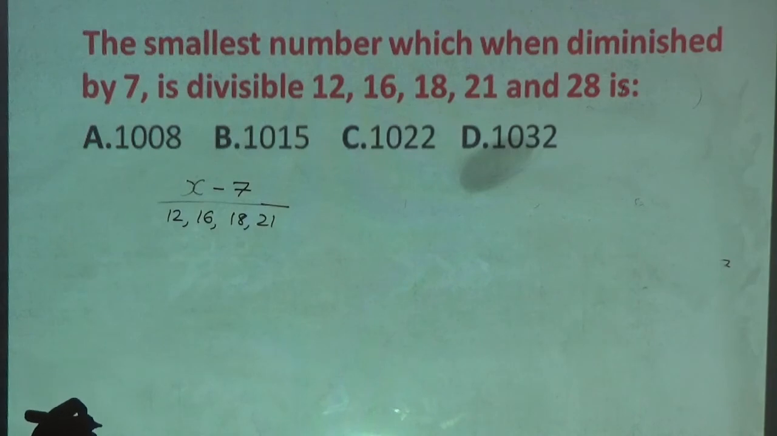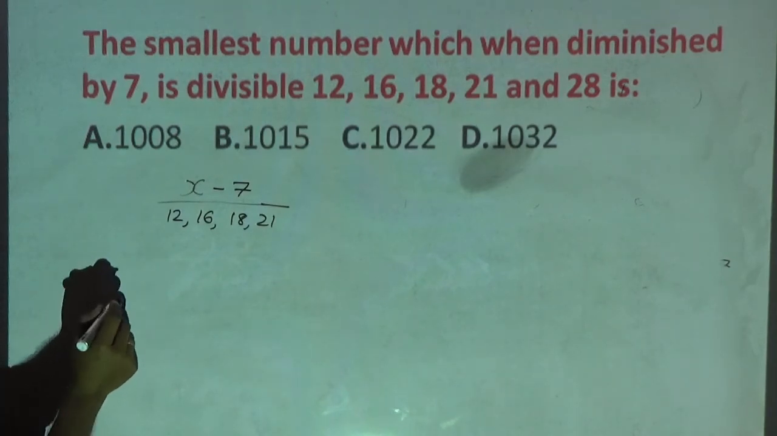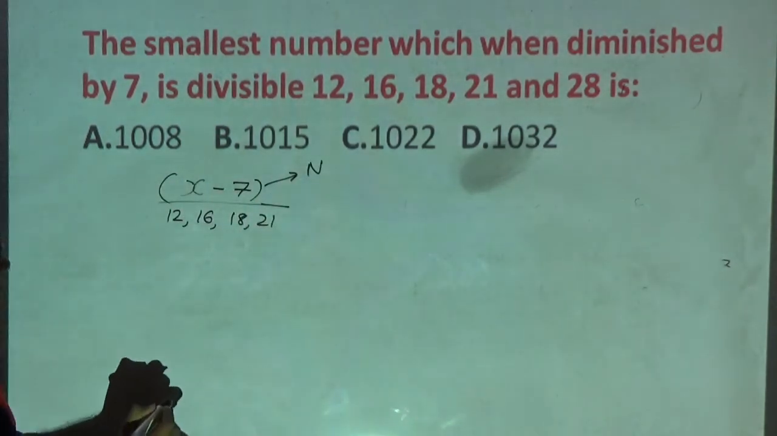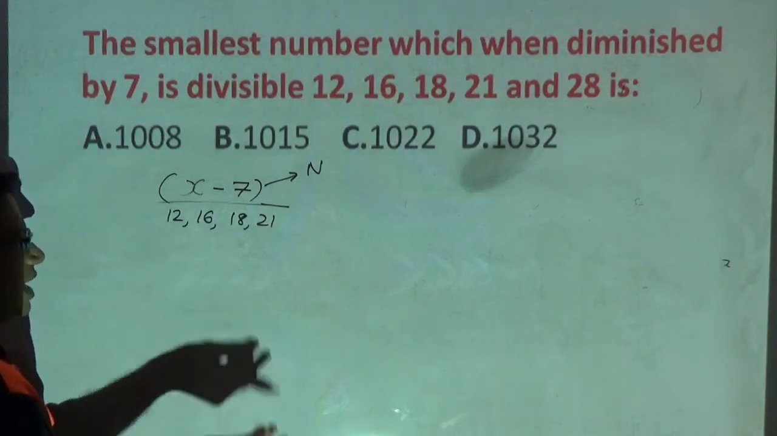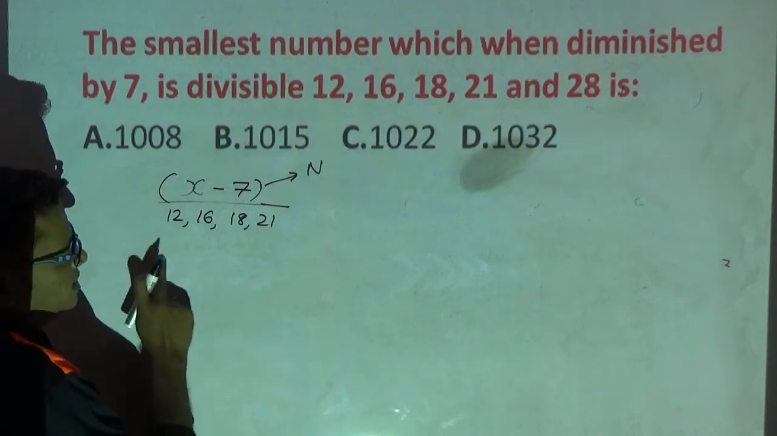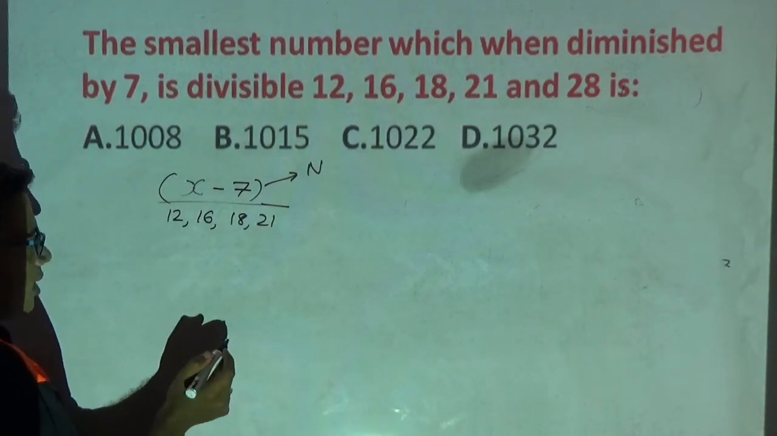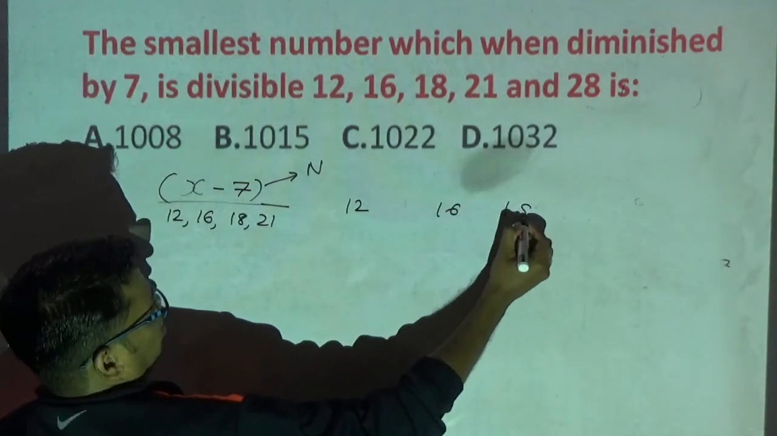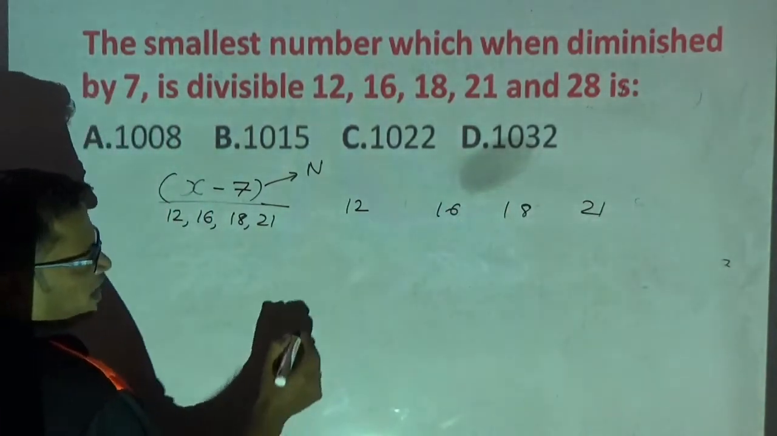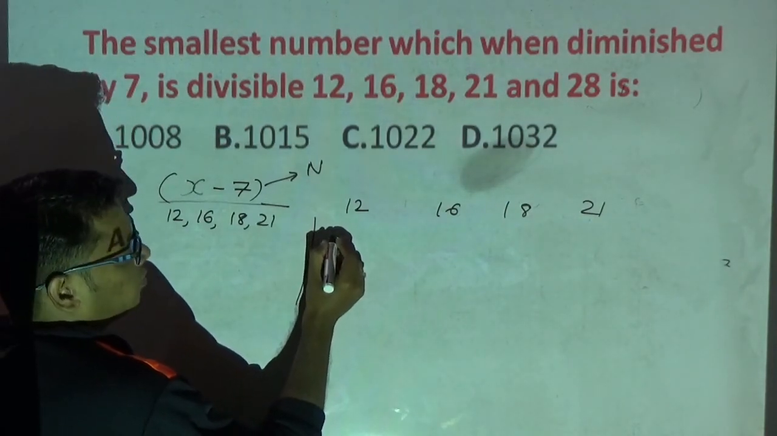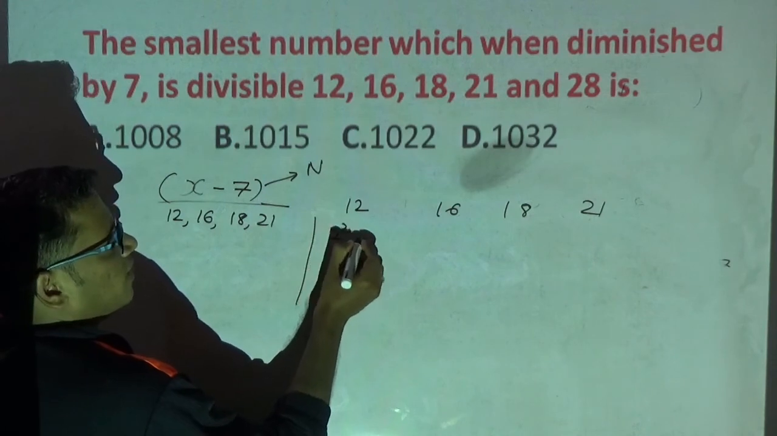Now I need to find the smallest such number. Let me consider the number as n. So I need to find the LCM of 12, 16, 18 and 21. I will apply the prime factorization method now to find the LCM. What do you mean by 12? 12 is nothing but 2 into 2 into 3, that is 2 square into 3. 2 square is 4, 4 3s are 12.